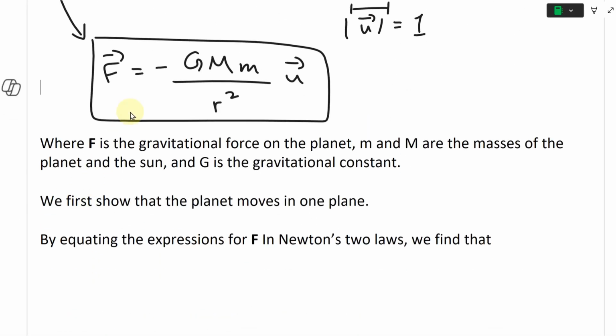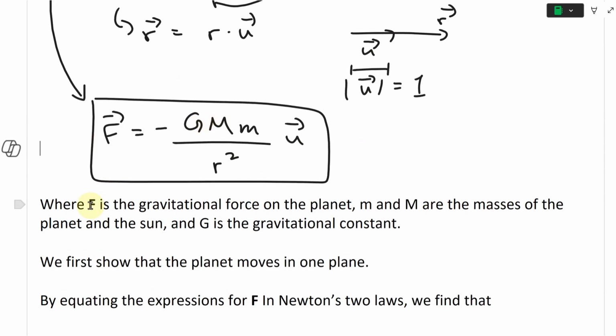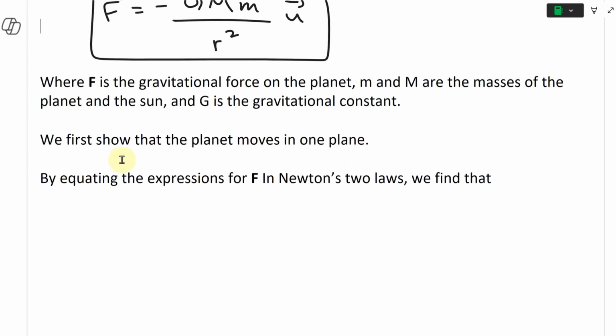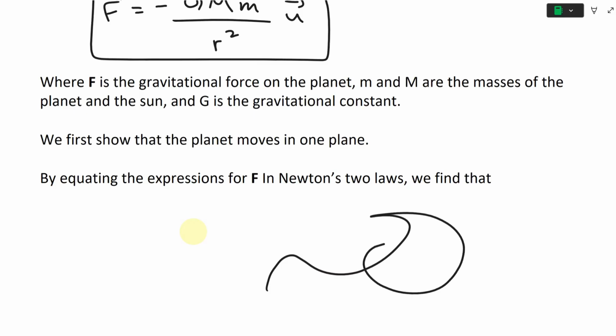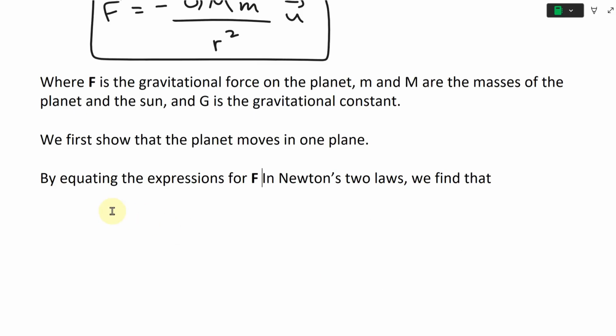Now we have this equation, and here are the terms again. F right here is the gravitational force on the planet, m and capital M are the masses of the planet and the sun, and G is the gravitational constant. We first show that the planet moves in one plane, and later we'll show it's an ellipse. It doesn't go in 3D all over the place. It just goes into a flat plane.